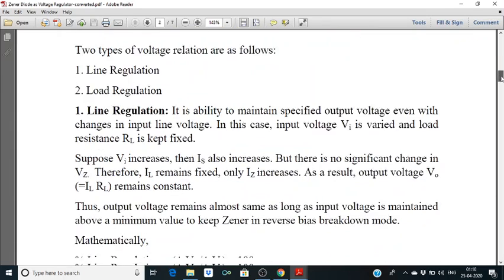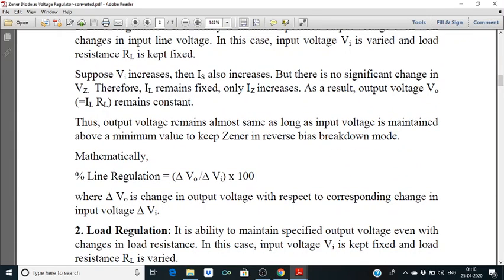In this way, IZ increases, but there is no significant change in VZ. RL remains fixed, so Vout remains fixed at IL times RL. The output voltage remains almost the same as long as the input voltage is maintained above a minimum value to keep the Zener in reverse bias breakdown mode. Mathematically, we can calculate percentage line regulation as del V naught divided by del Vi into 100, where del V naught is the change in output voltage with respect to change in input voltage.